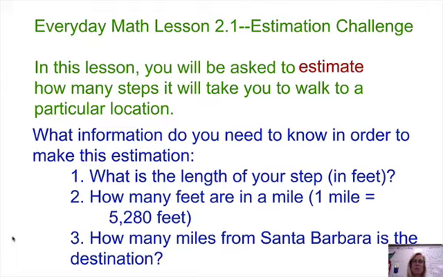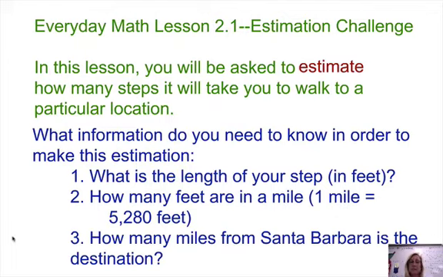Well, the first thing you need to know is approximately what is the length of your step. If you are casually walking at your normal pace, not running and not heel-toeing it, but just a casual step, you'd measure from the top of your front foot to the top of your back foot. We're going to call that your footstep.